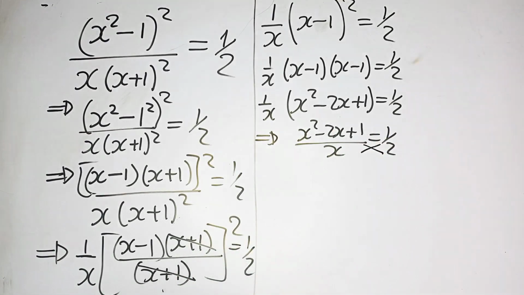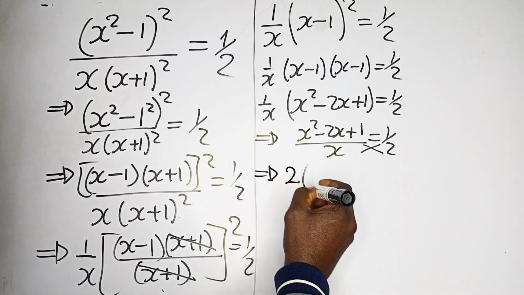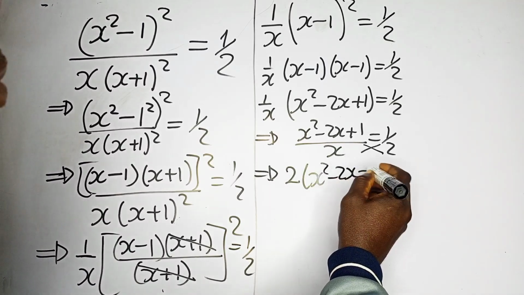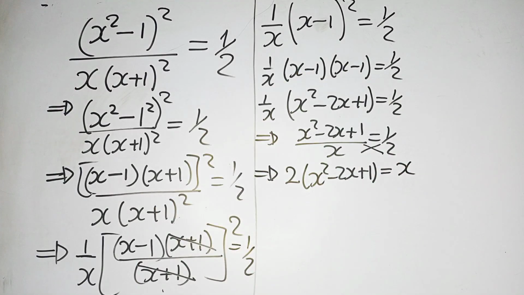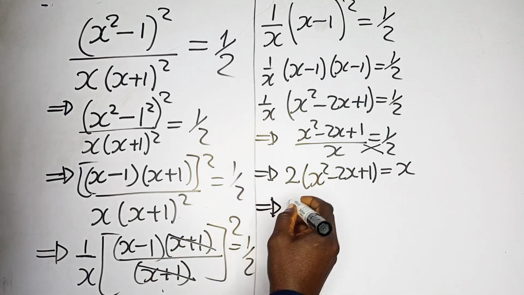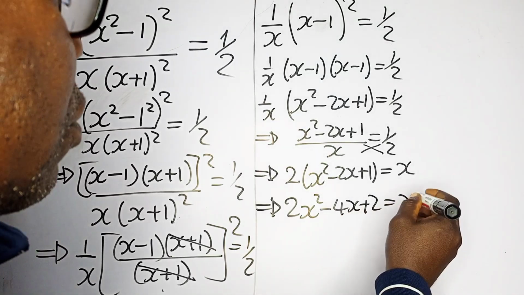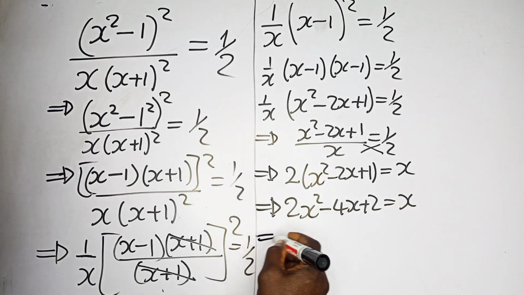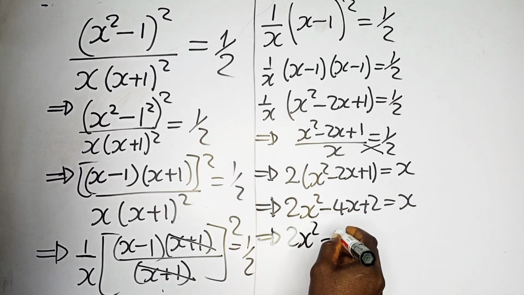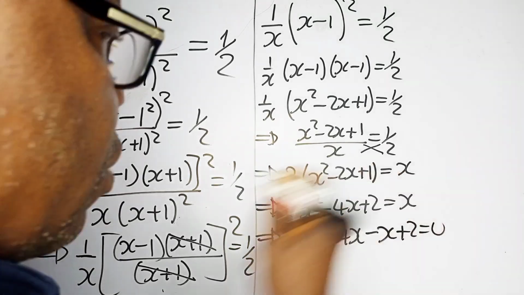If we carry out cross multiplication, these two will multiply over there. We obtain 2 times (x² − 2x + 1) equals x multiplied by 1, which gives us x. Now we open the parenthesis: 2x² − 4x + 2 equals x. So we're seeing a quadratic coming out. We take this x on the right hand side to the left hand side. This is positive x, bringing it this way it becomes negative x. So we obtain 2x² − 4x − x + 2 equals 0.